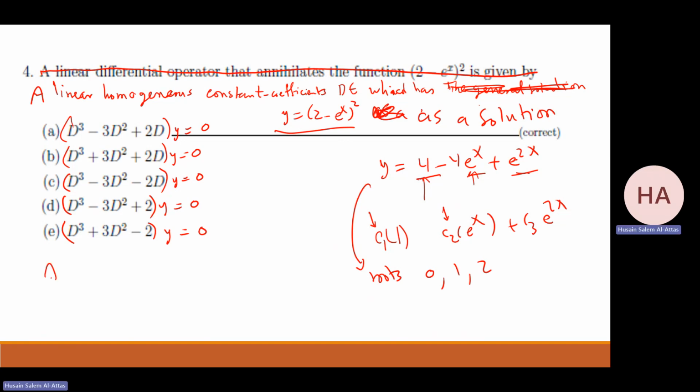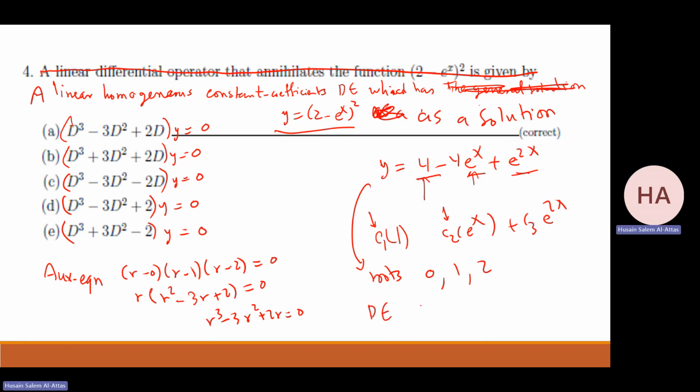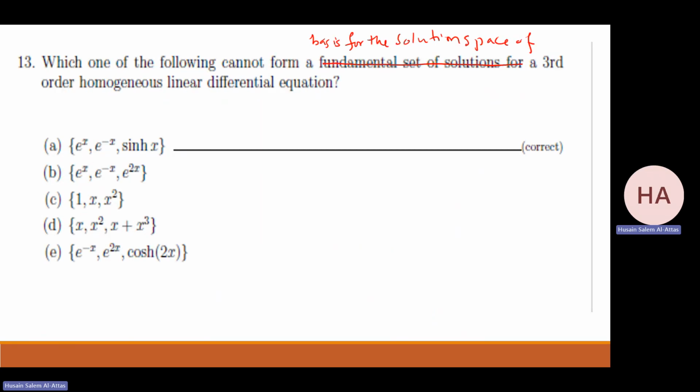If these are the roots, what will be the auxiliary equation? It will be r minus 0, r minus 1, r minus 2 equals 0, which is r times (r squared minus 3r plus 2) equals 0. So I have r cubed minus 3r squared plus 2r equals 0. So what will be my differential equation? It will be D cubed minus 3D squared plus 2D times y equals 0. Those are solutions, not the general solution. Okay, so I can choose the C's.